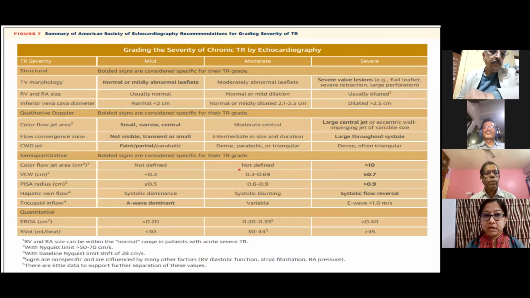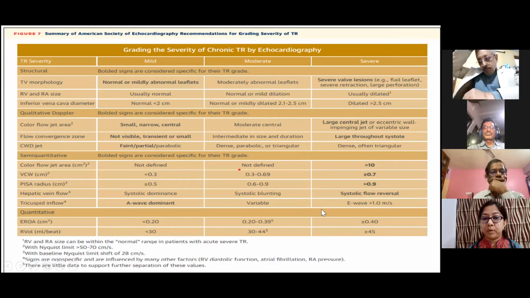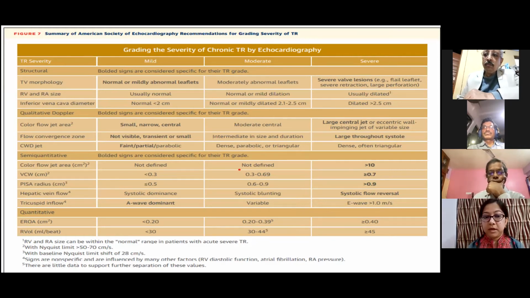Another thing, these are qualitative color flow measures, which depend upon the hemodynamic changes. Another is the color flow convergence zone and the CW Doppler. Semi-quantitative measures, of which the vena contracta is hemodynamically independent, with more than 7 millimeters defined as severe. Then the PISA radius of more than 0.9 and tricuspid inflow E more than 1. The quantitative measurement of the ERO of more than 0.4 and regurgitant volume of more than 45 ml. In this, we have to balance the Nyquist limit.